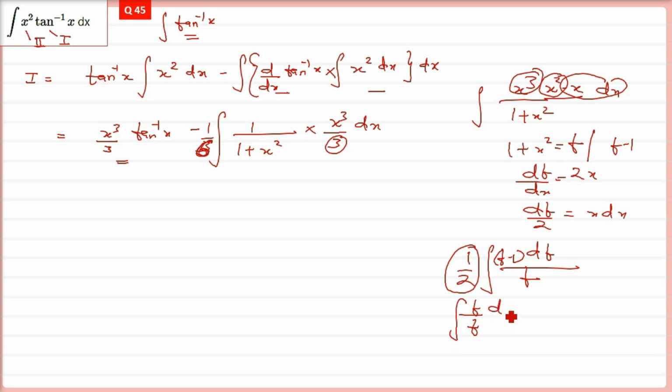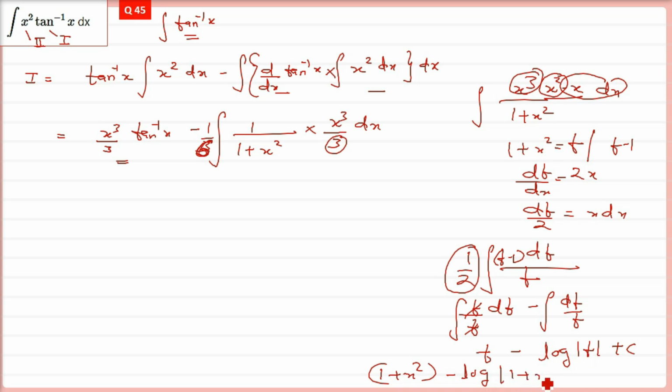Now this integration separates as t by t minus 1 by t. T minus 1 divided by t is t by t and dt by t. So this t by t is 1. Integration of dt will be t. Dt by t will be log modulus of t plus constant of integration. Now the replacement has to be done because t was introduced by us. It's our responsibility to get rid of it. So t is 1 plus x square minus log modulus of t, which is modulus of 1 plus x square, plus a constant of integration.